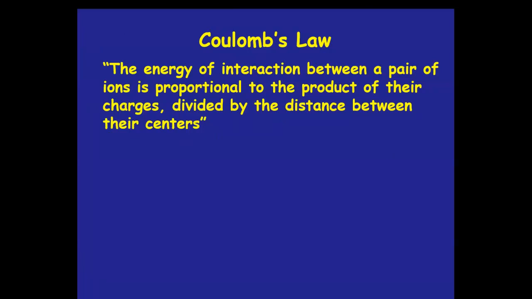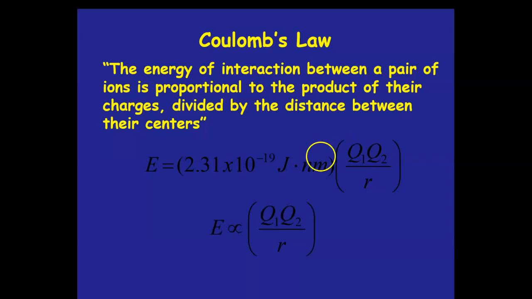Coulomb's law states that the energy of interaction between a pair of ions is directly proportional to the product of their charges divided by the distance between their centers. This is not the same as the force. As you see here, this is the equation with the Coulomb's constant, 2.31 times 10 to the negative 19th joule nanometers. And this is the proportionality, showing that the direct proportionality is to the product of the two charges, and the reciprocal proportionality is to the radius. So as the radius increases, the energy goes down.